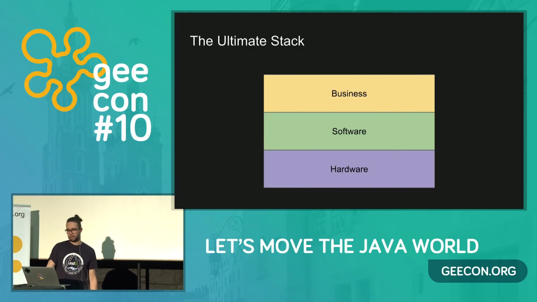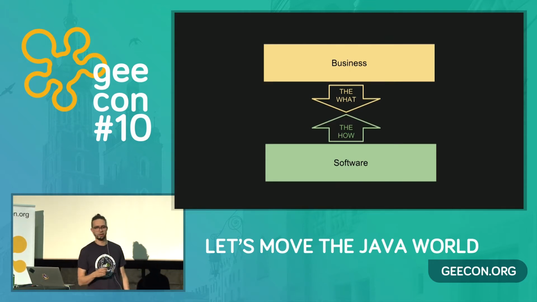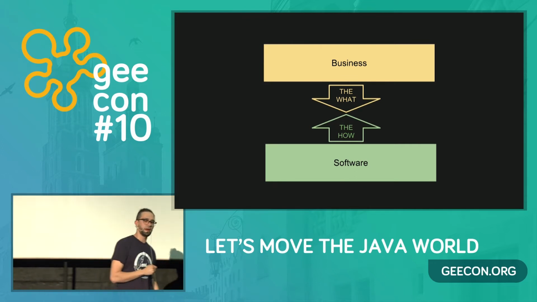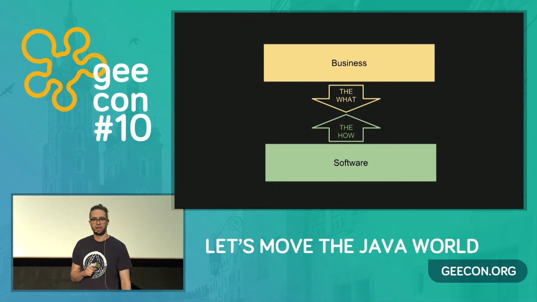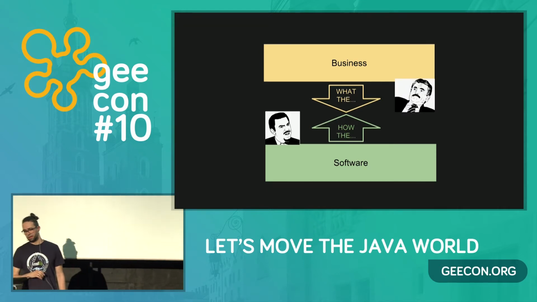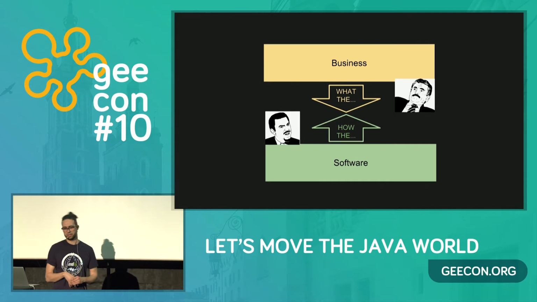So hardware, let's leave that for a second. Let's zoom in on the business versus software. The model is that the business provides the instructions on what to build, and the software knows how to build it, so they deliver. And what often happens is that there's a lot of miscommunication.